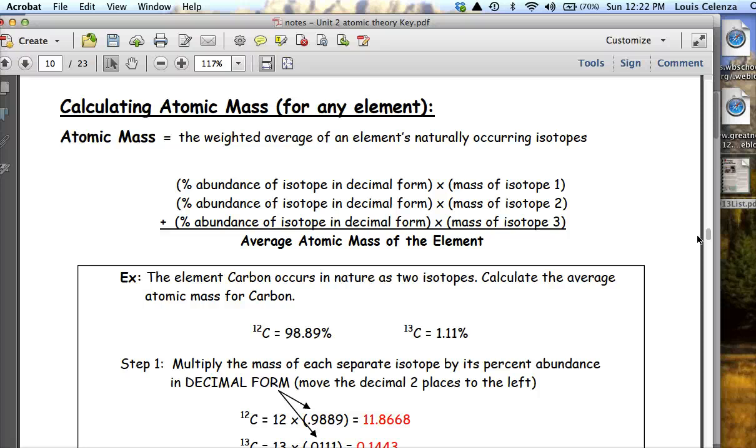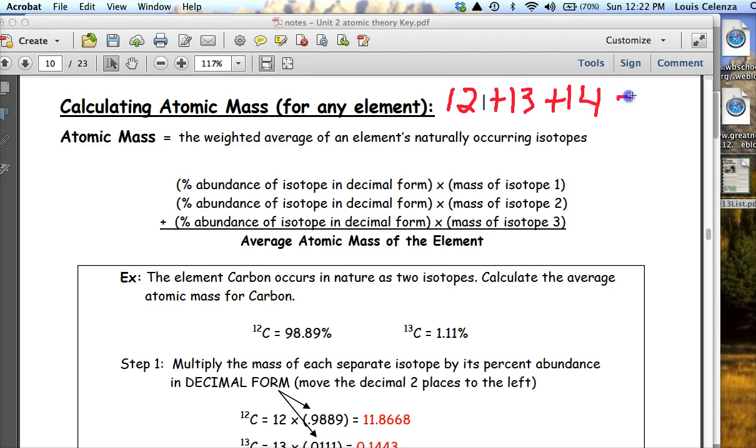Then why is the mass of carbon on the periodic table 12.011? Because if you took those numbers, 12 and 13 and 14, and you averaged them out, you would get 13 as the mass. But the mass on the table is nowhere near 13. It's 12.011.